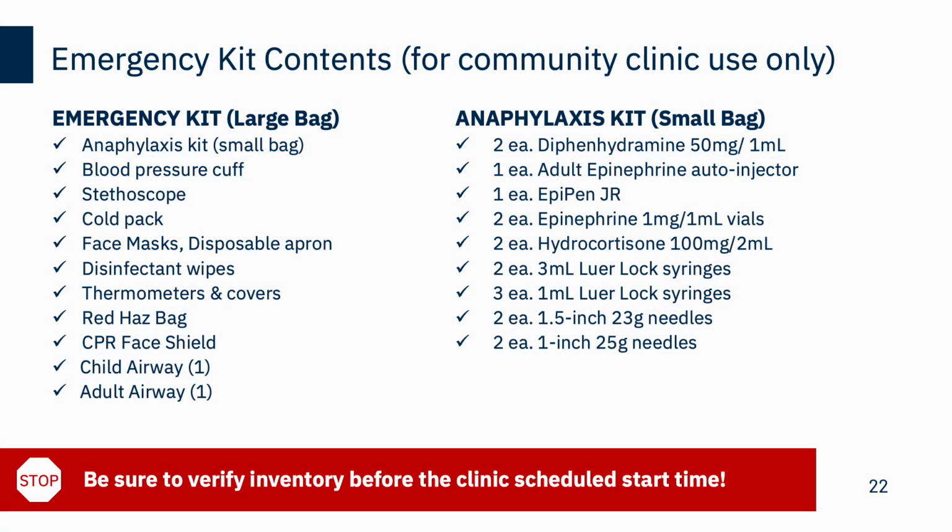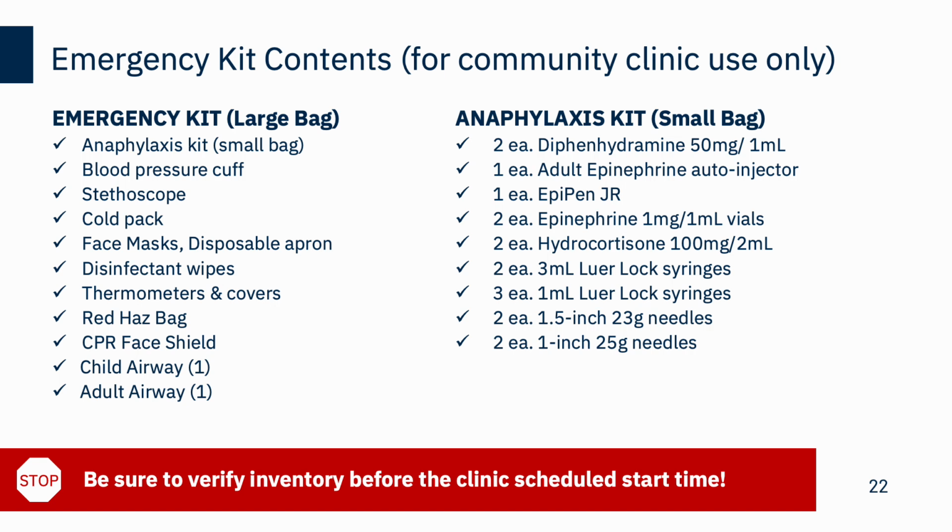Emergency kit contents: 1 anaphylaxis kit, 1 blood pressure cuff, 1 stethoscope, 1 cold pack, face masks and disposable apron, disinfectant wipes, thermometers and covers, 1 red Hez bag, 1 CPR face shield, 1 child airway, 1 adult airway.